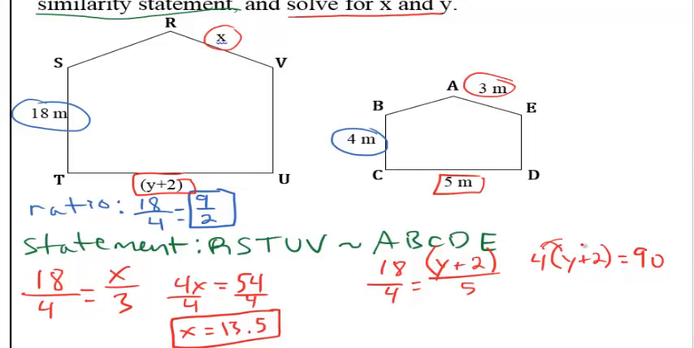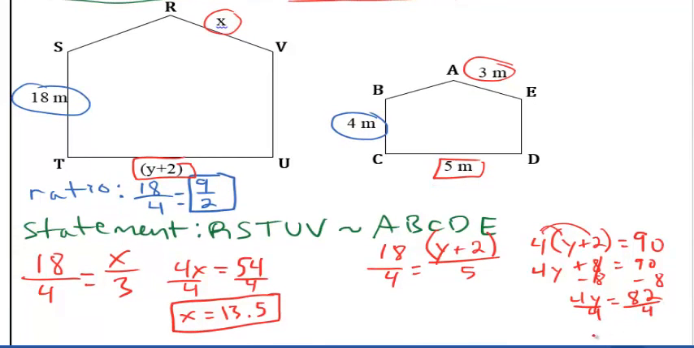Then distribute that 4, like the good math students that you are. 4 times y and then 4 times 2 is equal to 90. Subtract that 8 over. So 4y equals 82. Divide by 4. So y is going to be equal to 20.5.